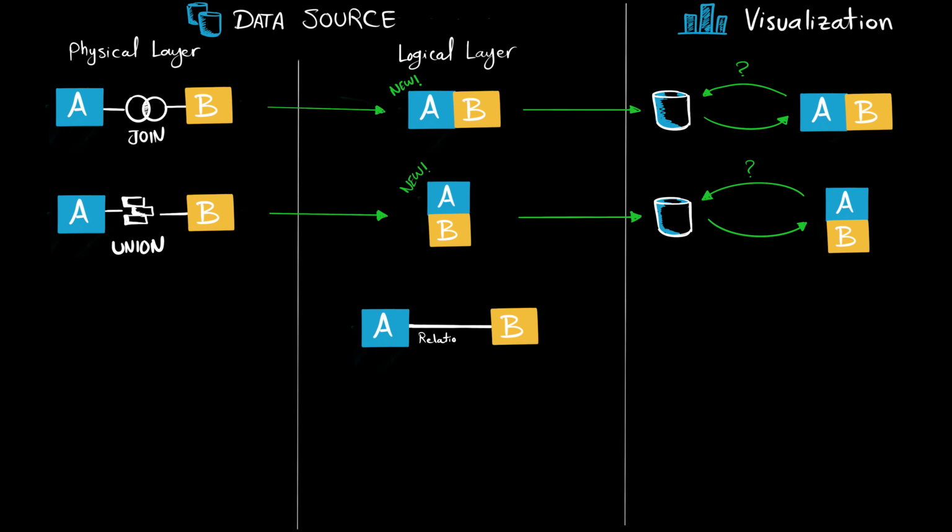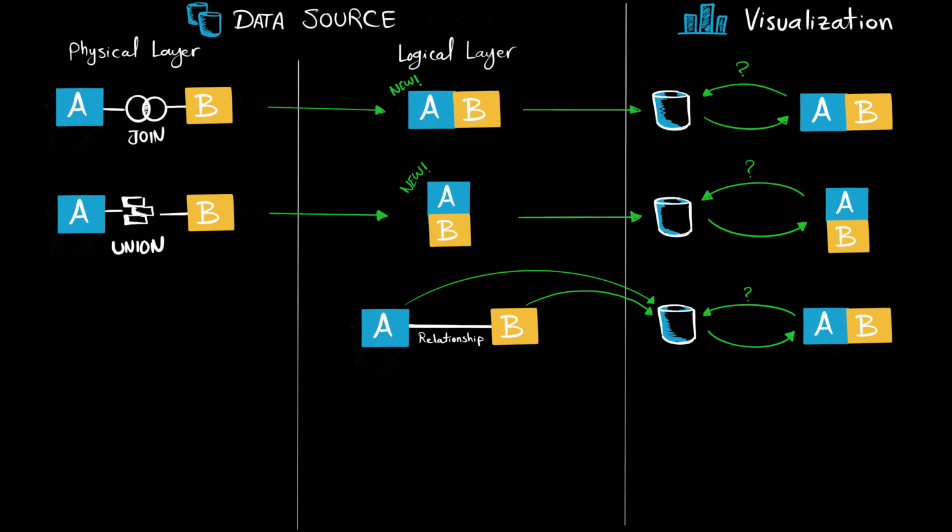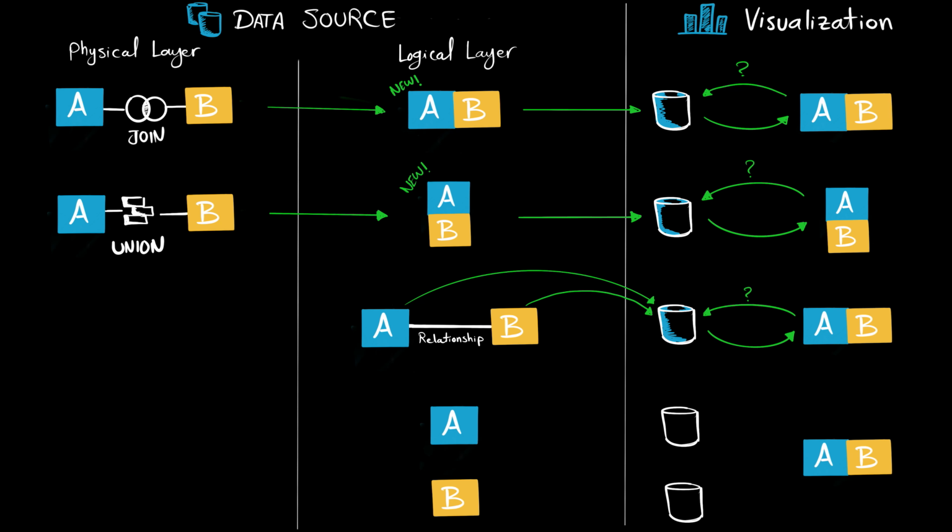And now to the third method, the relationships. We have two tables at the logical layer and Tableau will not combine or create anything. We are just describing the relationship between A and B. And at the visualization level, Tableau is going to ask the data source, and the data source is going to get the data from the separate tables.